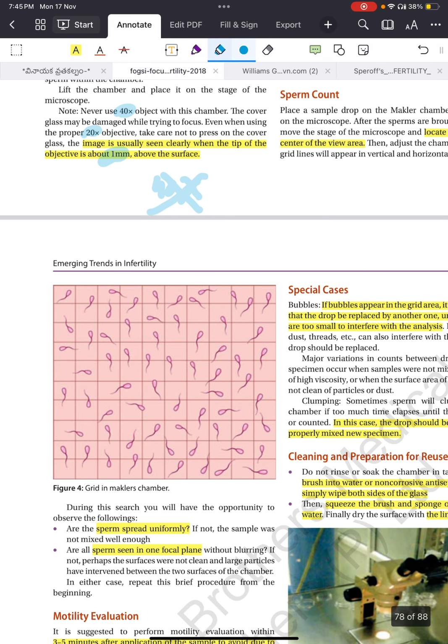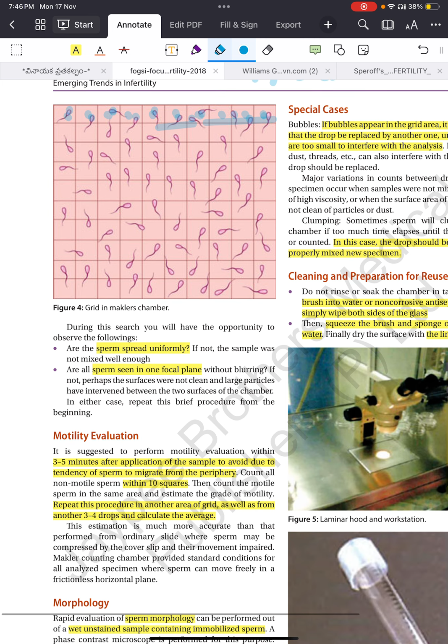If you see this, there are totally 10 small squares. In this you see the heads of the sperms, you'll count the heads. So 1, 2, 3, 4, 5, 6, 7, 8, 9, 10, 11. So there are 11 million sperms in that way. During this search, you have an opportunity to observe whether the sperms are spread uniformly or not, and whether sperm are seen in one focal plane or not.